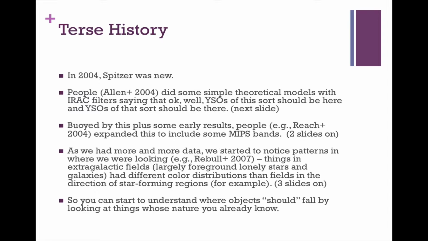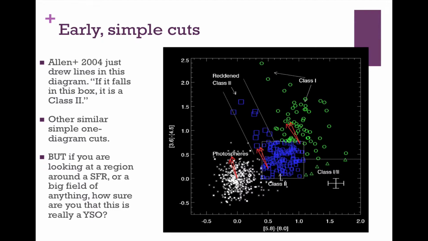And the whole idea is you start to understand where objects should fall based on looking at things whose nature you already think you know. So this is the Allen et al. 2004 plot. So we've got 3.6 minus 4.5 in magnitudes on the y-axis, and 5.8 minus 8 in magnitudes on the x-axis. And so basically what they did was they drew lines in this diagram. So all the photospheres are here. The class 2s are in this box. Things that are between class 1 and 2 are over here. Class 1s are over here.